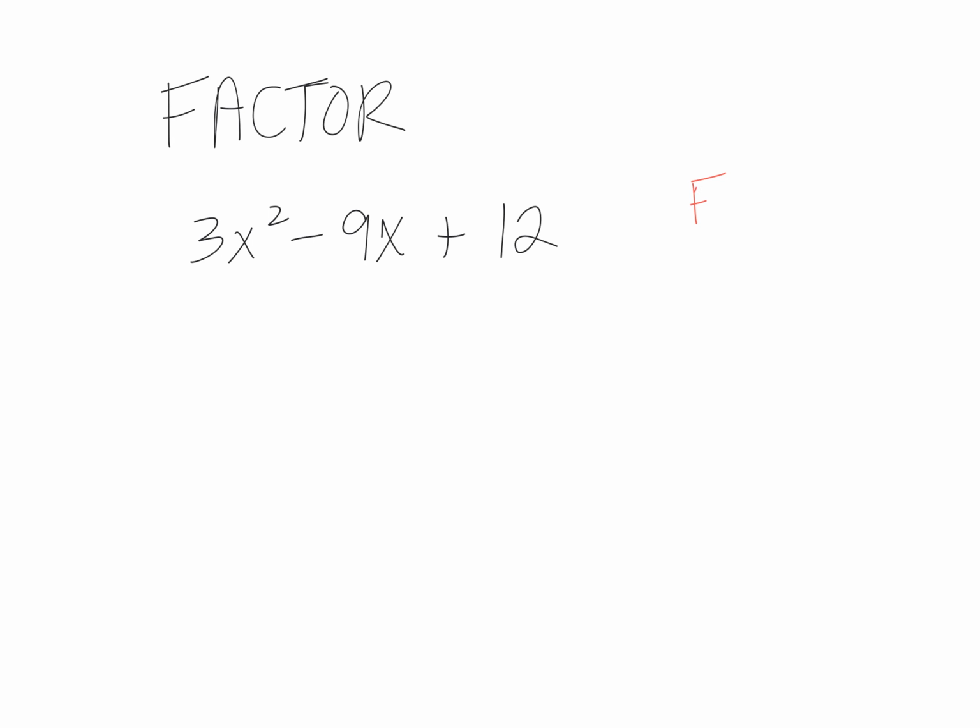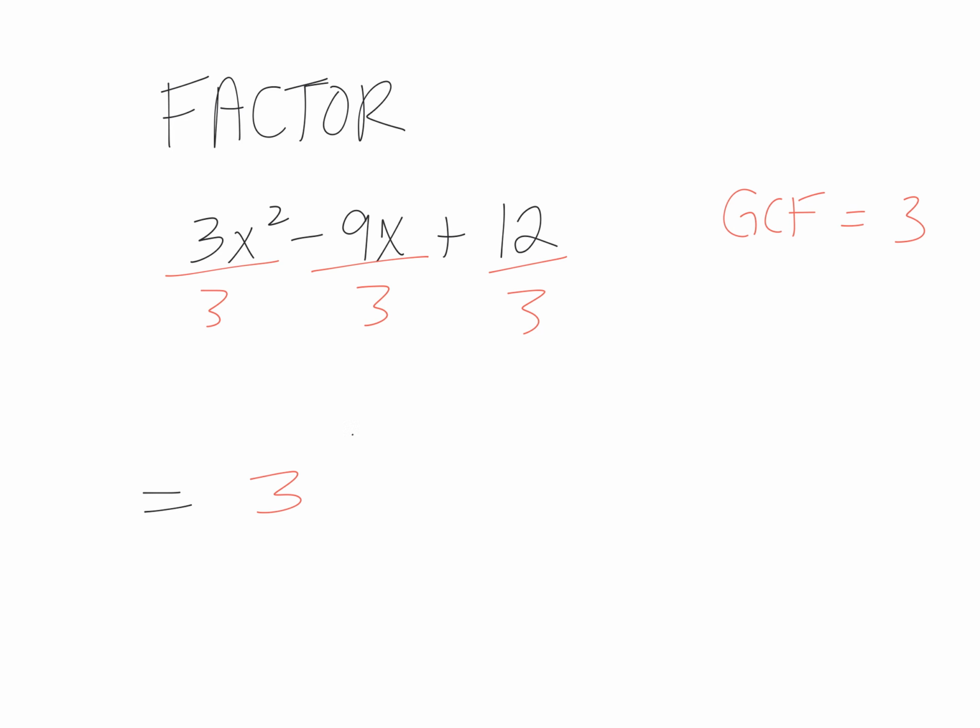So finding the greatest common factor. Greatest common factor is just 3. Like I said, these are not divisible by x because only 2 of the terms have an x and the other one doesn't. Greatest common factor is 3, so we're going to divide each term by 3, and then we write it as a product.